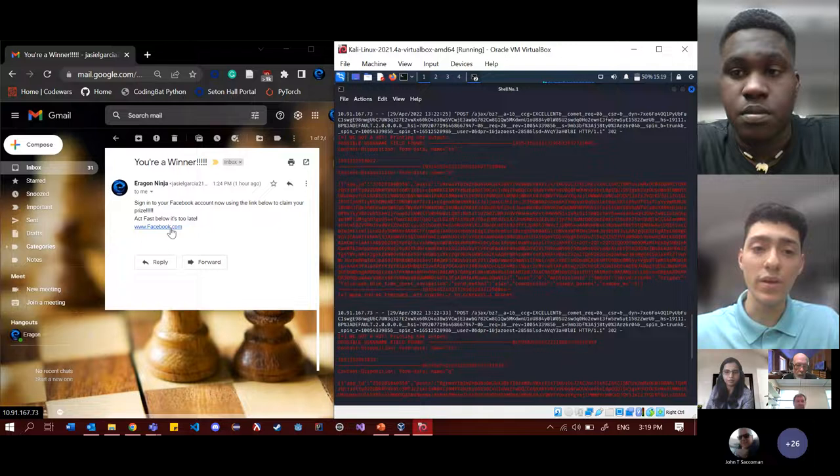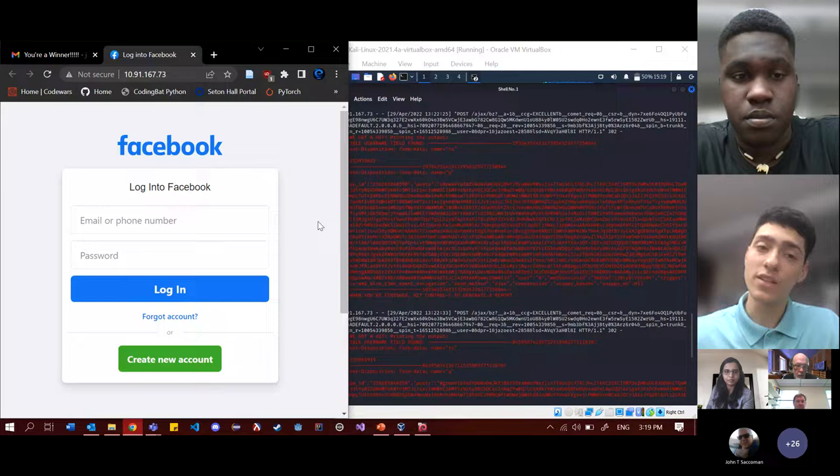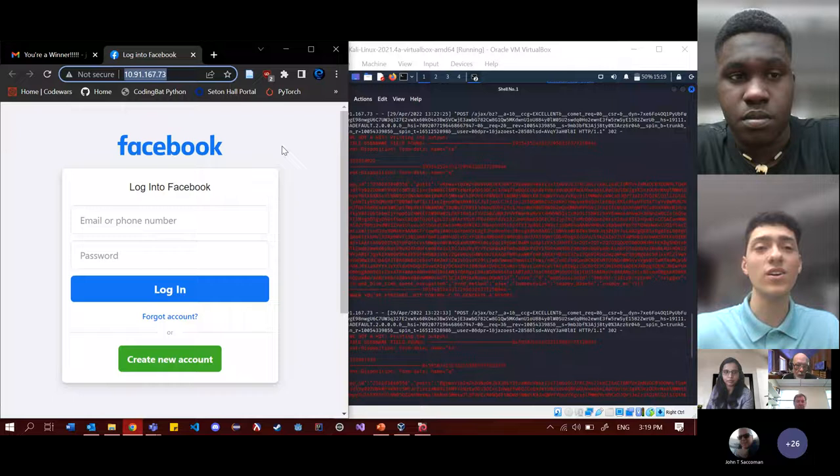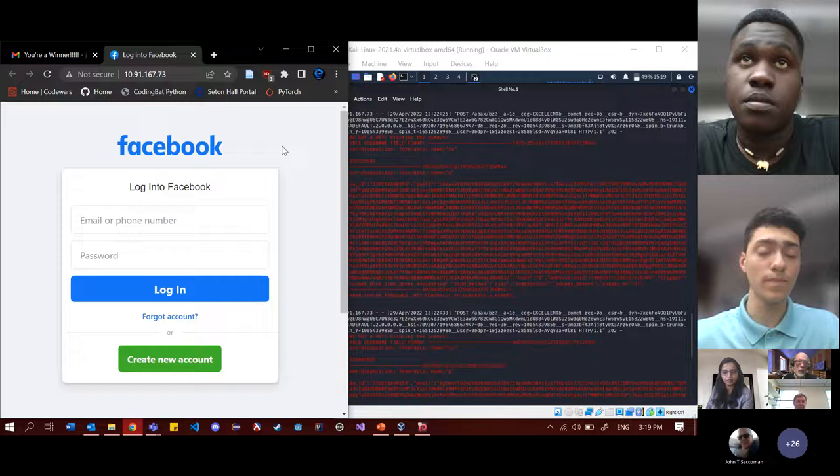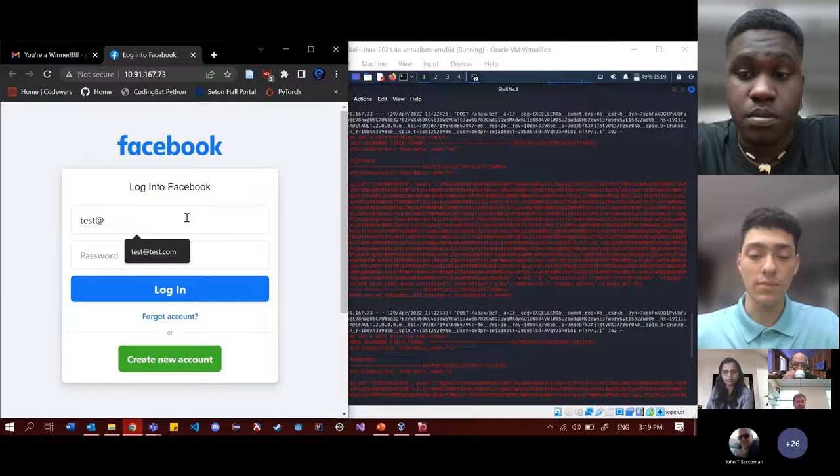So in this case, if we click onto it, it looks like it directs us to the Facebook login page, but if you look at the top here, it says it's not secure because we're not actually on Facebook's login page. This is just a clone website that leads us to the social engineering attacker's IP address, like I mentioned earlier.